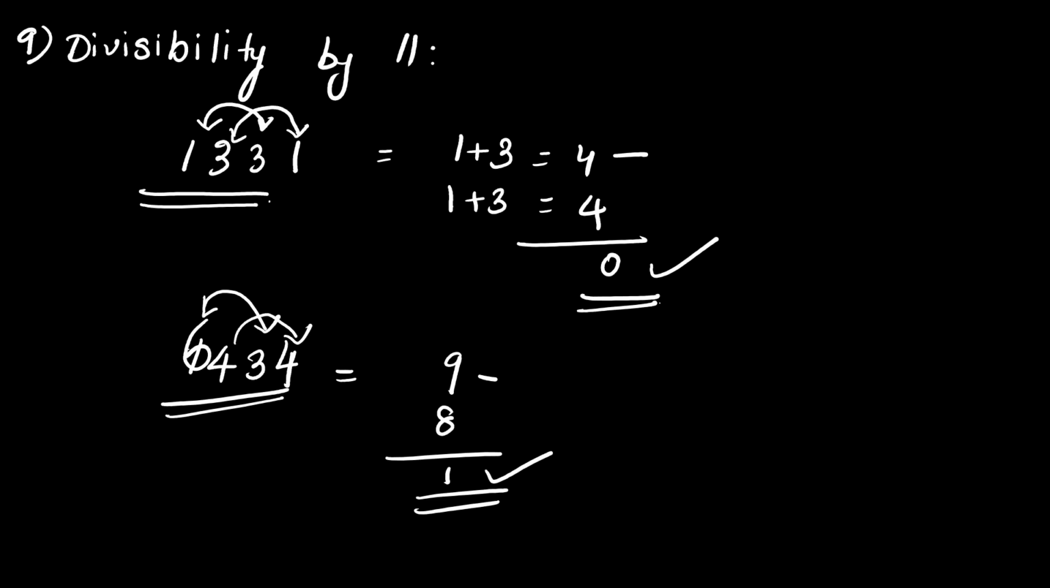So for the divisibility by 11, we have to find the difference of the sum of digits at odd places and the sum of digits at even places. And if we get this difference as 0 or any other number that is divisible by 11, then this number is divisible by 11. That is the divisibility by 11.